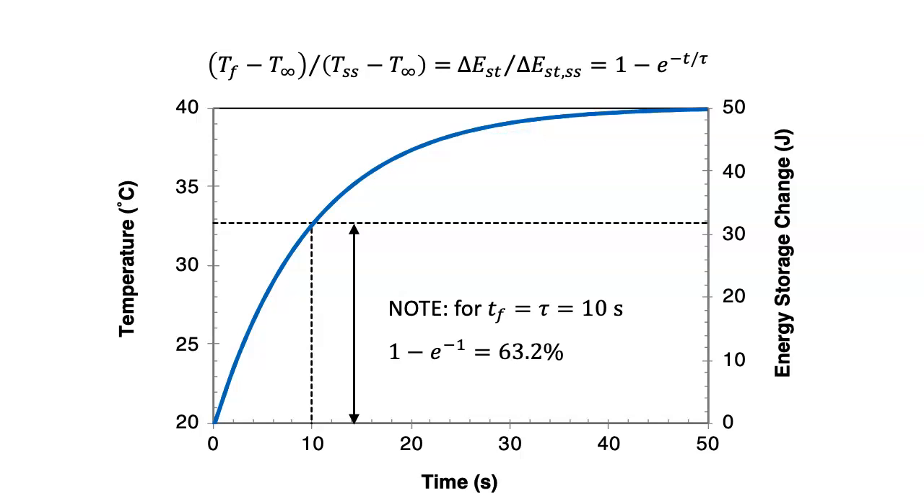Again, note that tau, which has units of time, represents a time constant for the process. After one time constant, which corresponds to the conditions specified for this example, the change in both temperature and energy storage is 63.2%.